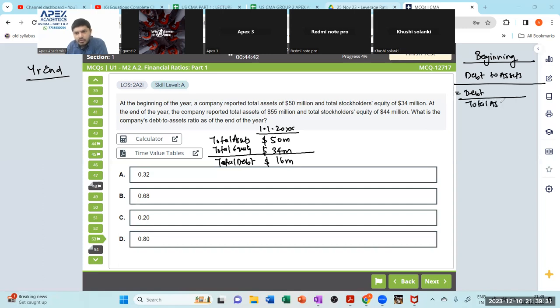Debt upon total assets. What is your answer? 16 million divided by 50 million. Yes or no? 16 divided by 50. What is your answer? 0.32. What is the meaning of this? 32% of assets are financed by debt. Agreed or disagreed? Yes or no? Agreed. First one. Second one.